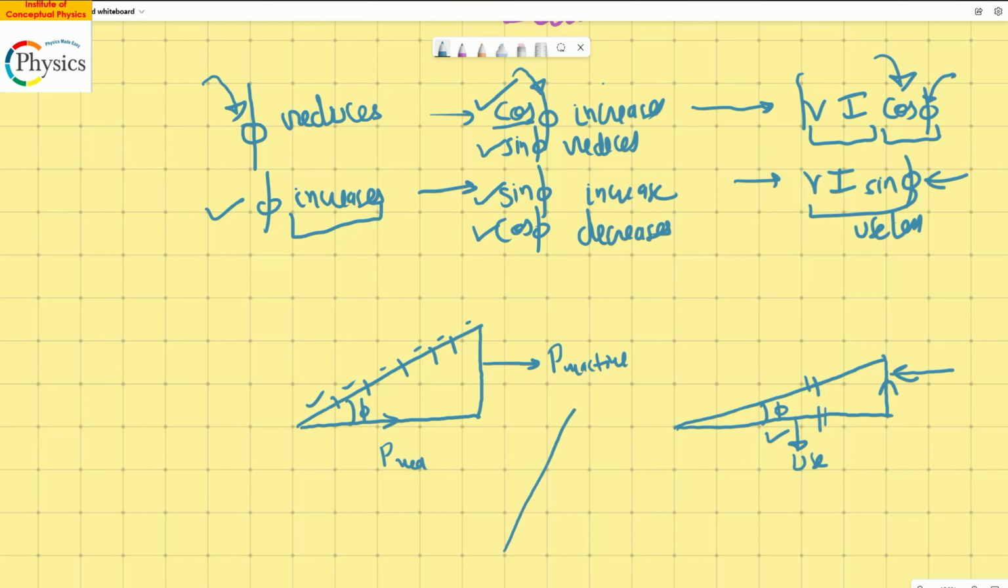Let me increase the angle. What happens? The perpendicular becomes very large. The base becomes very small. What is the base? Base is always the real power, right? Look how useless it is. If the total power is coming and the angle is very large, what is happening? The real power is getting shortened. The useless power, this is the useless power, has become so large.